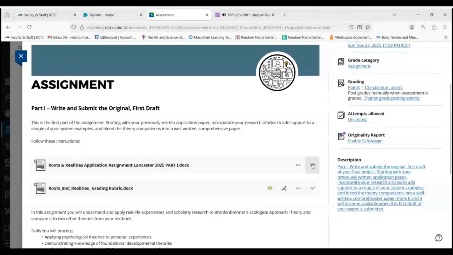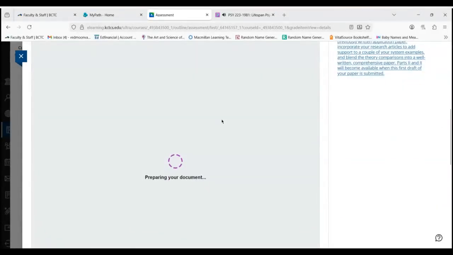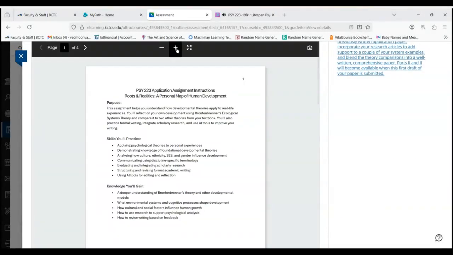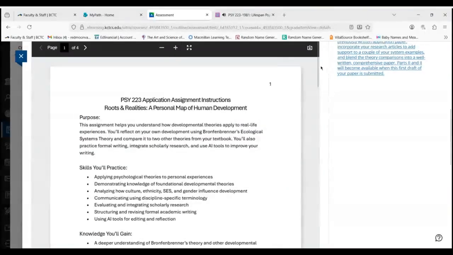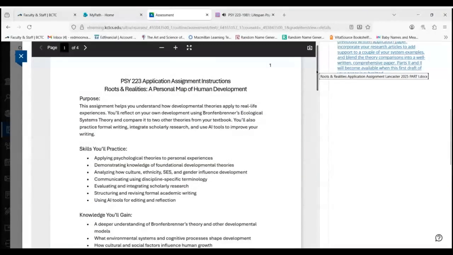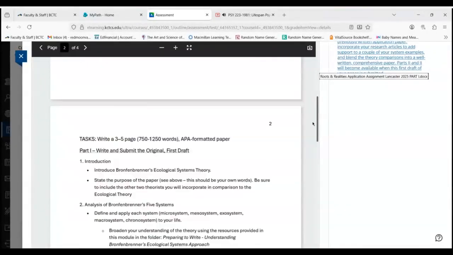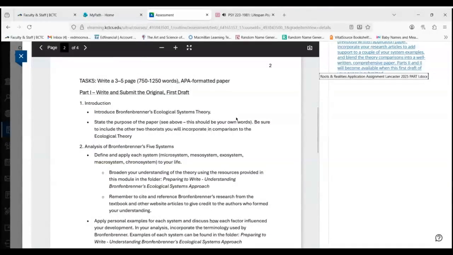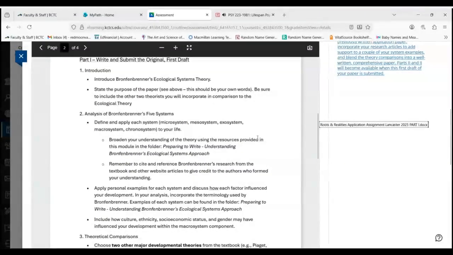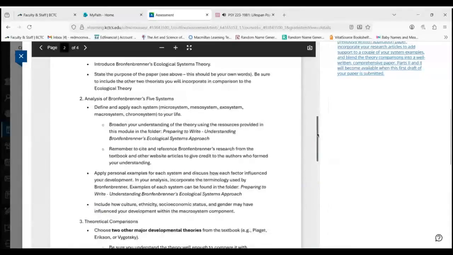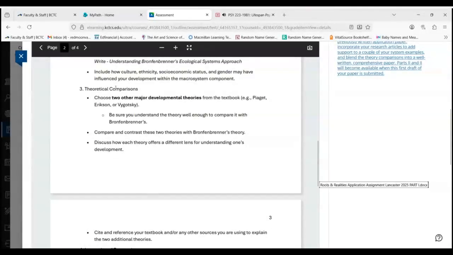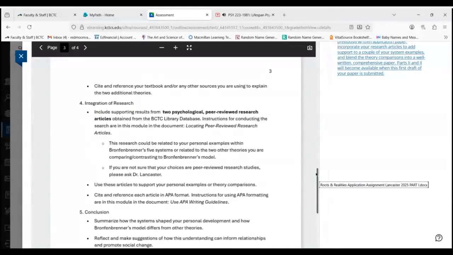So let's look at the application assignment here. Just a second. So here's what it looks like. It just talks about the purpose of it, what skills you'll gain. It goes into depth of what goes into that introduction paragraph. You already have it. You're just going to beef it up after you add your results and your comparisons. It talks about that analysis of the 5 systems. Again, you have that. It talks about the comparison of the 2 different theories. You've already done that. You're going to just add it to your paper.